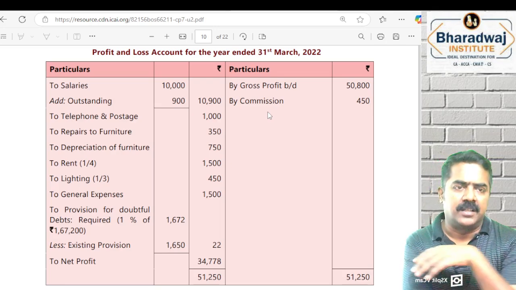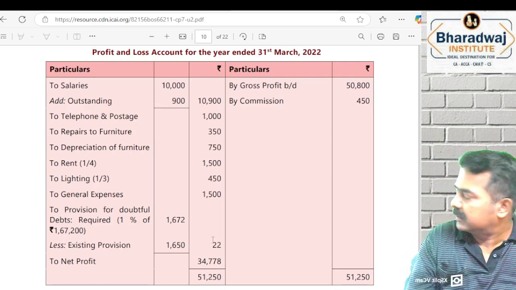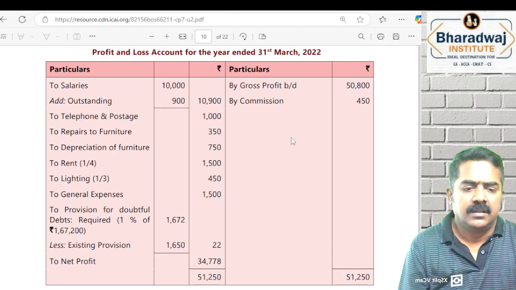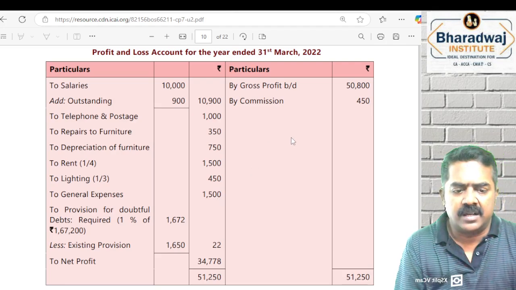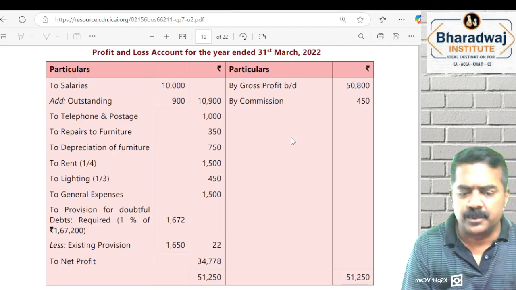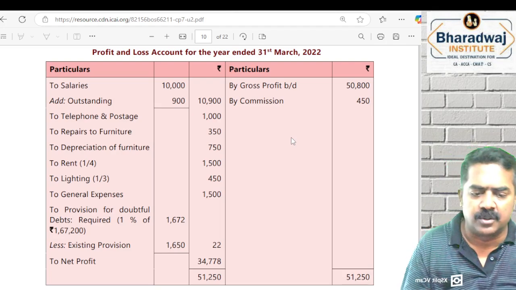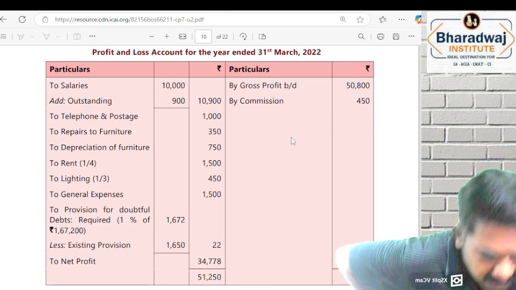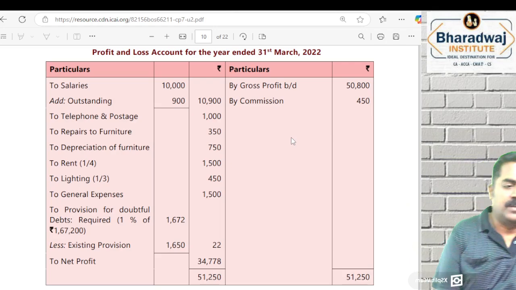Any doubt in this P&L account? Salary plus outstanding salary, of course, indirect expense தான் P&L account. Telephone and postage, repairs to furniture, P&L account la varum. Then rent, lighting, after whatever is charged in manufacturing account, balance will come here.